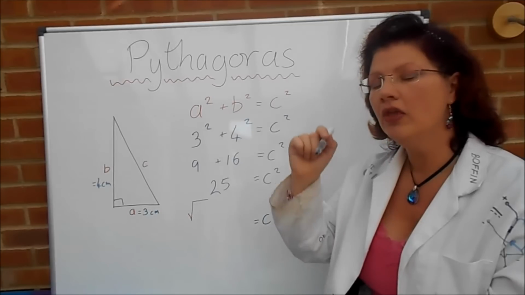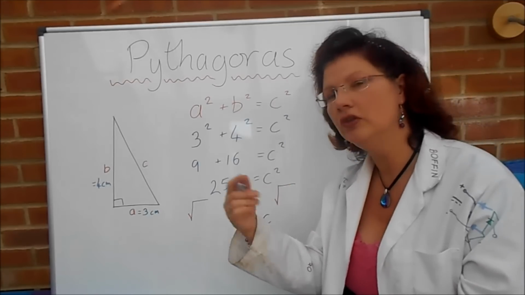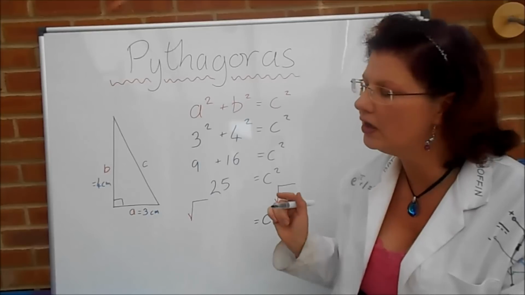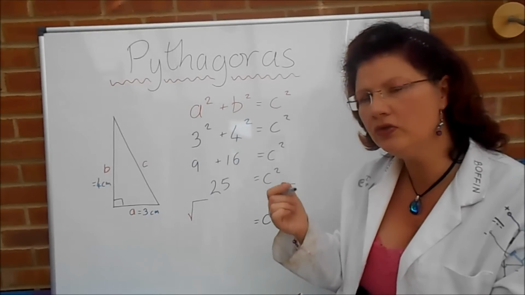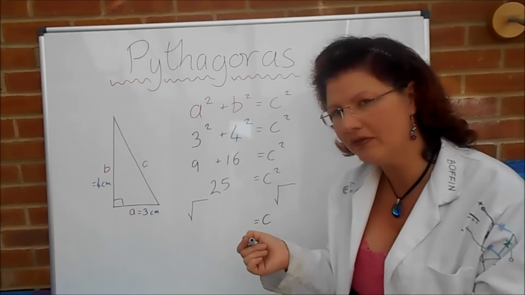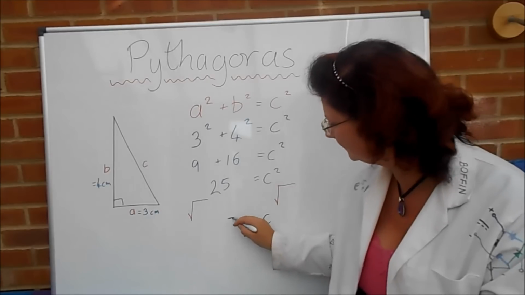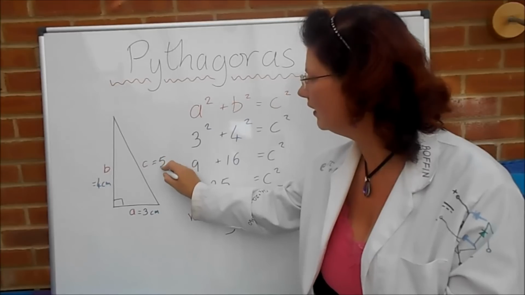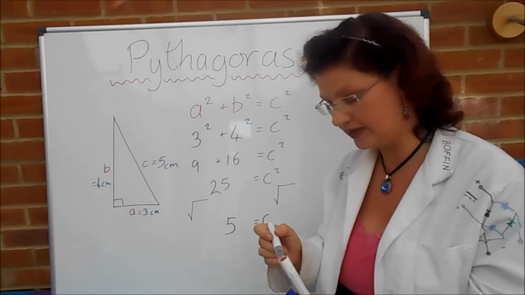That means the number that when you square it you get 25. Please, it's not half of 25. Square root is not the same as halving. The number that when you square it you get 25. That's 5. So that gives us an answer for C of being 5 centimetres.